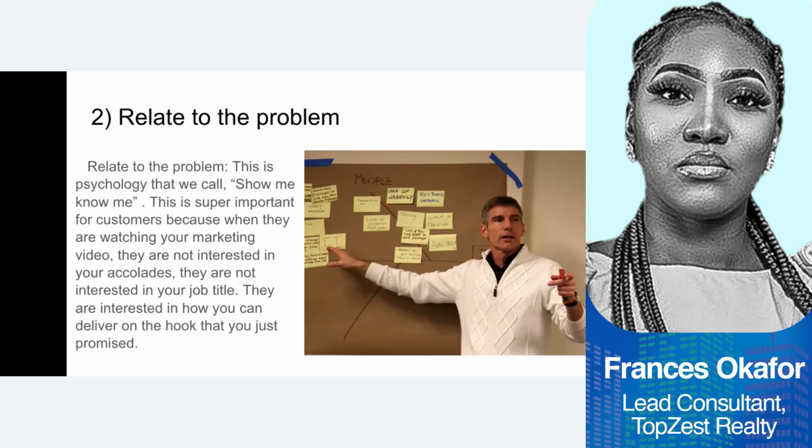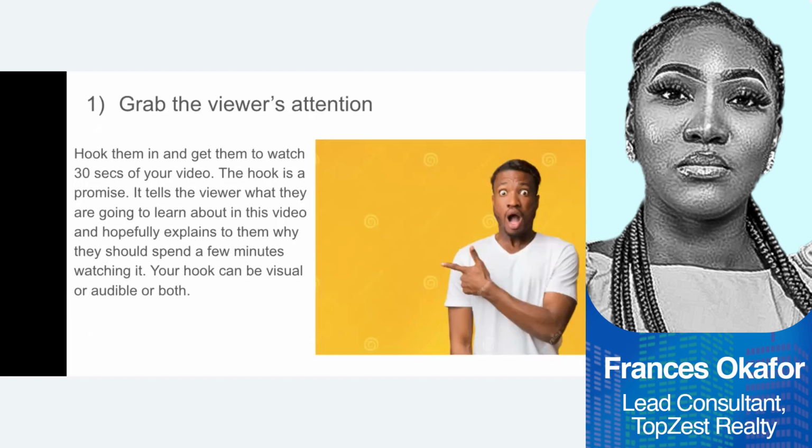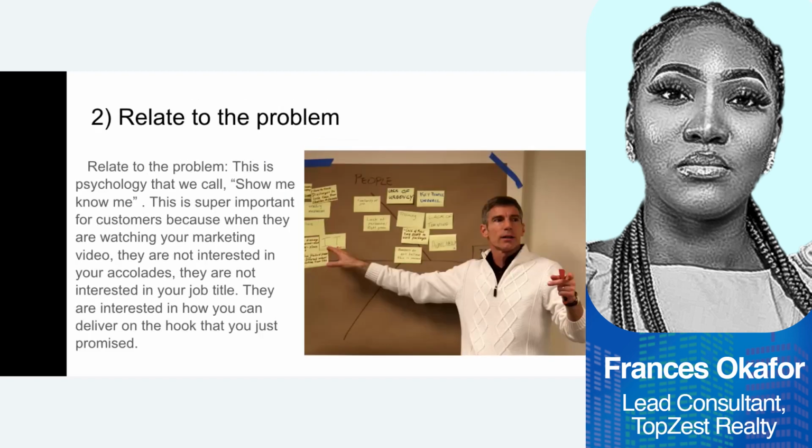So as you're talking to your viewer, you don't have to be dull. You have to be very, very confident, like you know exactly what you're doing. You know exactly what you're saying, and you want to deliver what you promise to them. So that's part of relating to the problem. So one is you are hooking them up, you're grabbing the viewer's attention, and then secondly, you are relating to the problem.